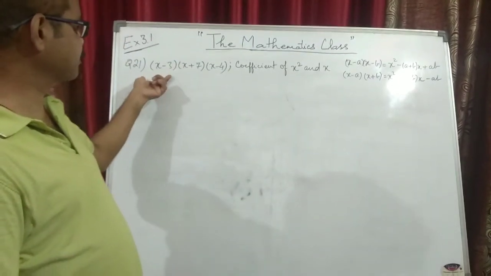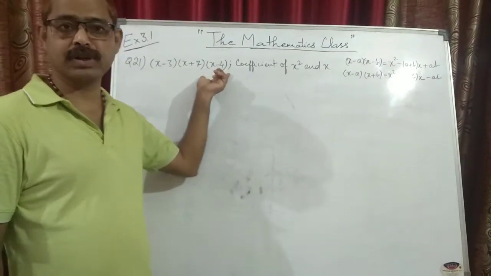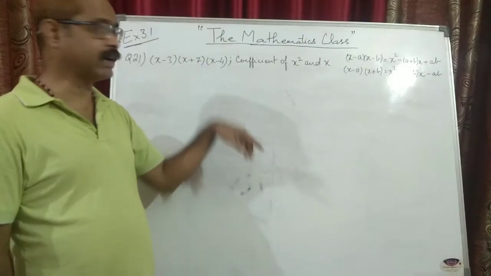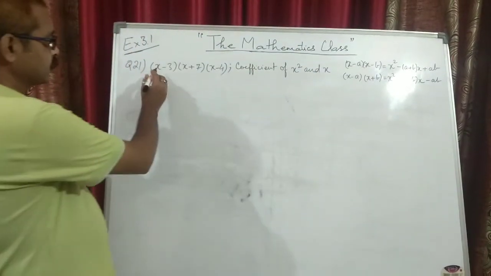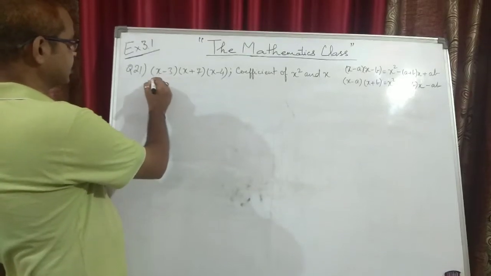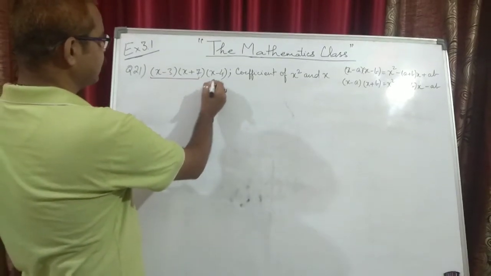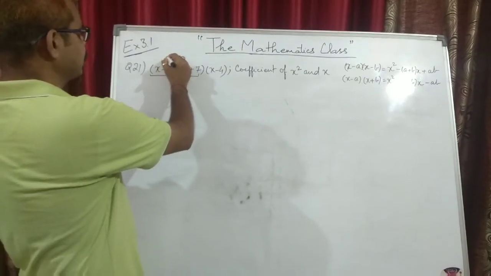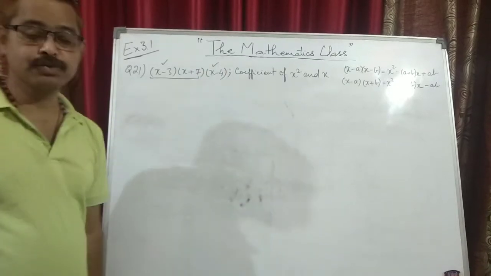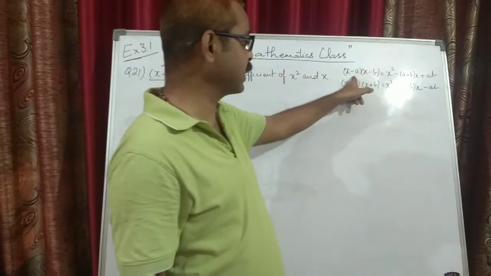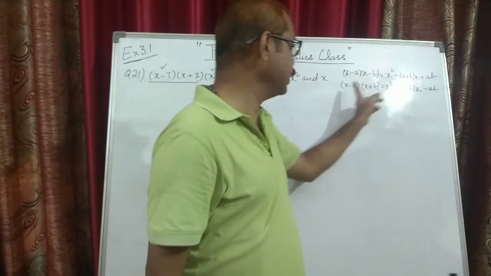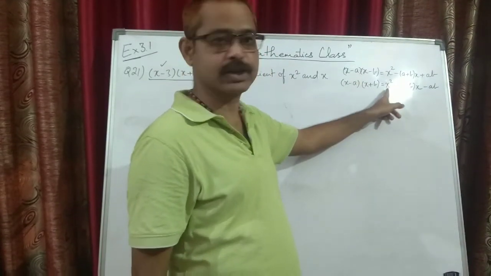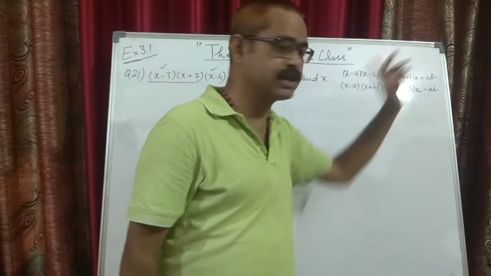The question is x minus 3 into x plus 7 into x minus 4. This is an expression given. You have to find the coefficient of x square and x. So you can see that we can take these two terms. We are using either this formula, x minus a into x minus b, that is x square minus a plus b times x plus ab, or x minus a into x plus b is equal to x square minus a minus b times x minus ab.